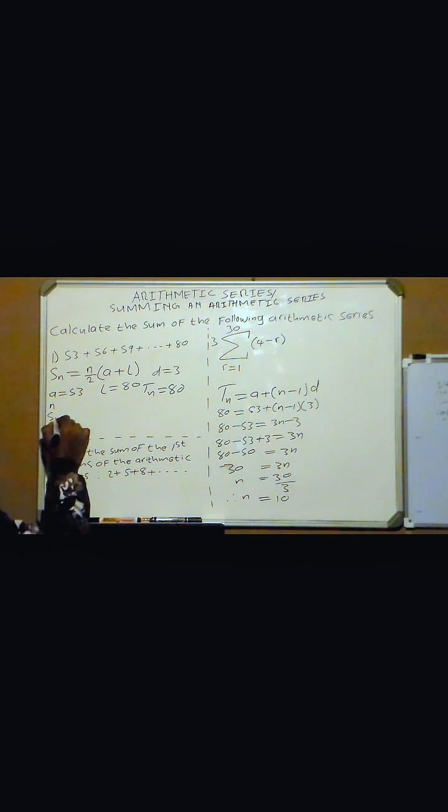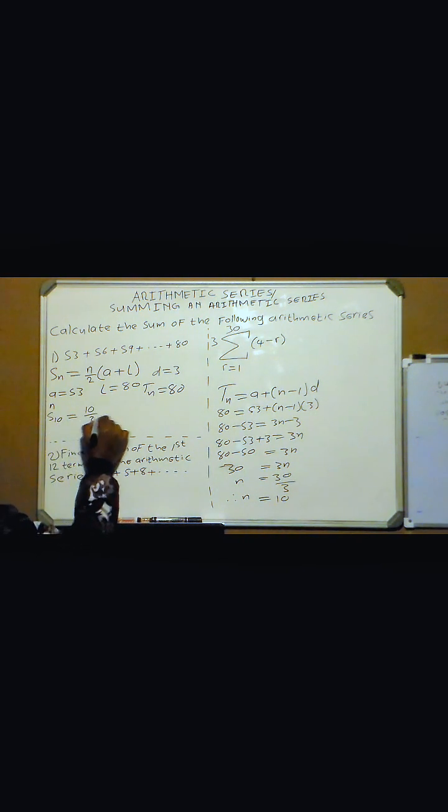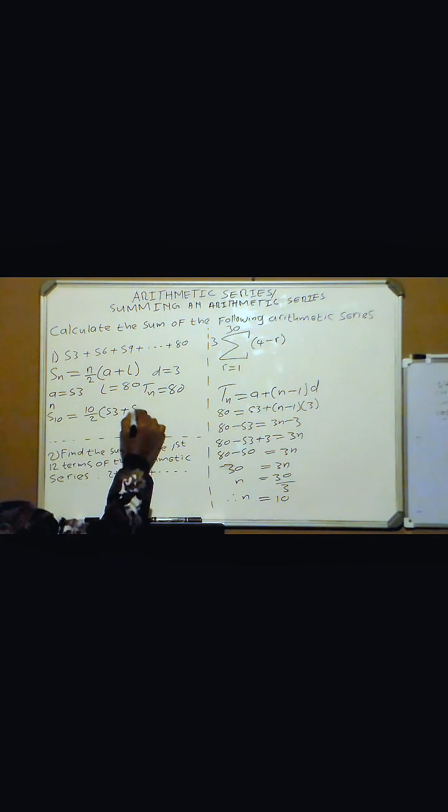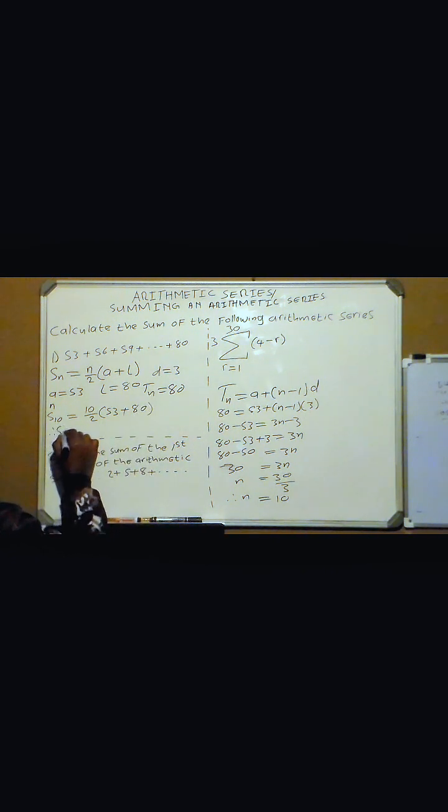So we have S10 equals 10 over 2 multiplied by 53 plus the last term 80. Therefore the sum of the first 10 terms of this series, put it in the calculator: 10 over 2 times 53 plus 80. This would give me 665. So this is the sum of the first 10 terms of the series. So let's look at number 2.